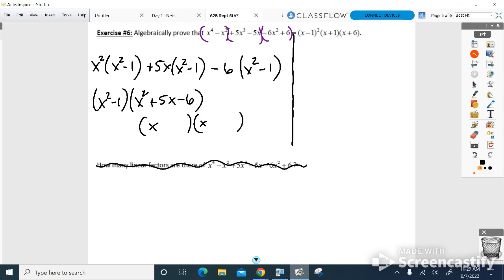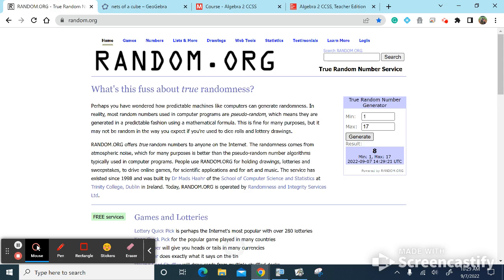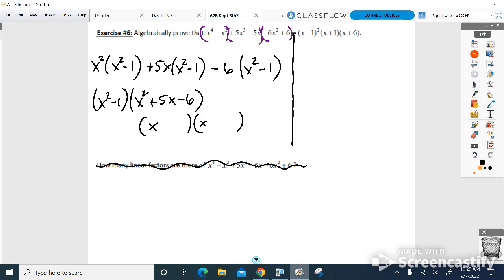Not here. Okay, that's all you're going to tell me. Two numbers that multiply to what? Negative 6, right? Negative 6, and add to 5. So it would be negative.